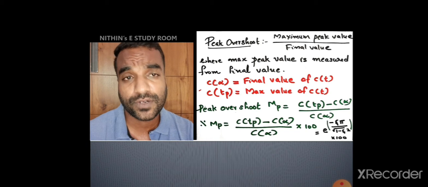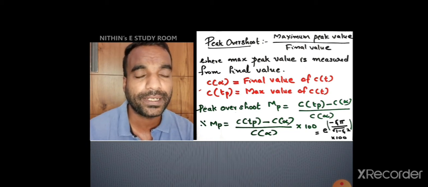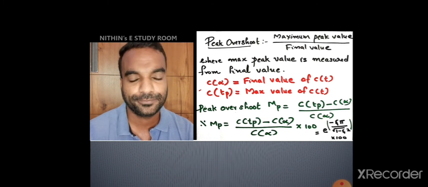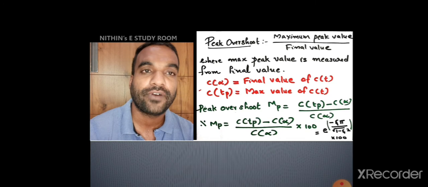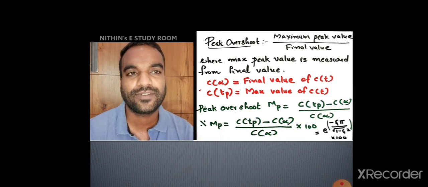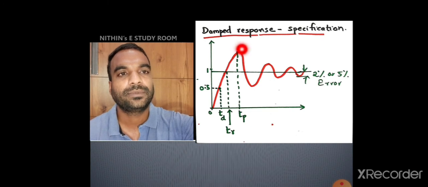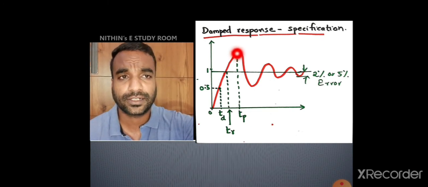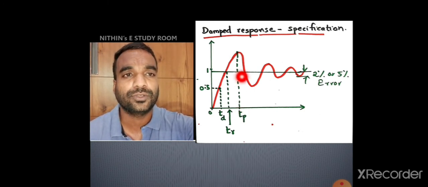Next, peak overshoot. Peak overshoot is the ratio of maximum peak value to final value. What is maximum peak value? Let us check the figure. Maximum peak value is somewhat related to this point. Is it clear? But this maximum peak value is not this total value.